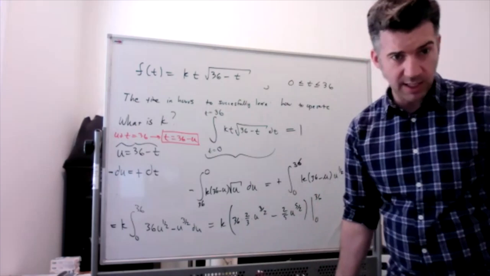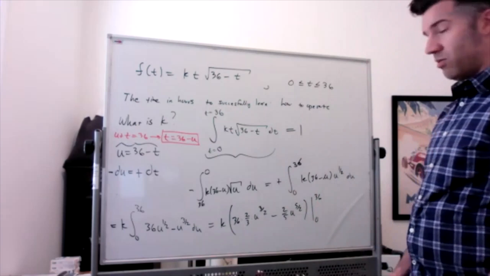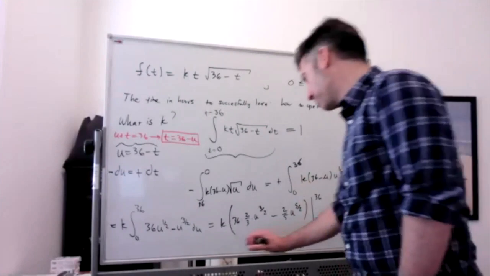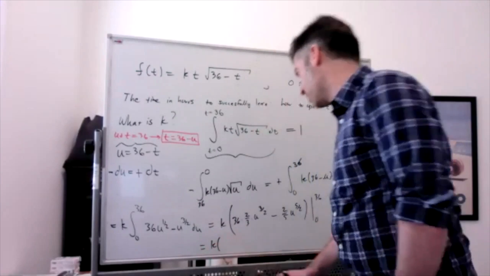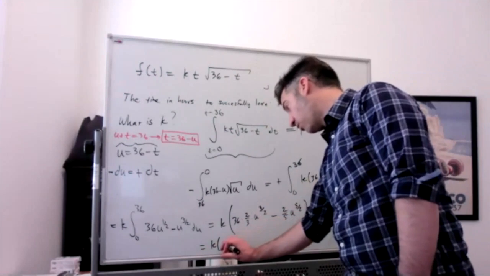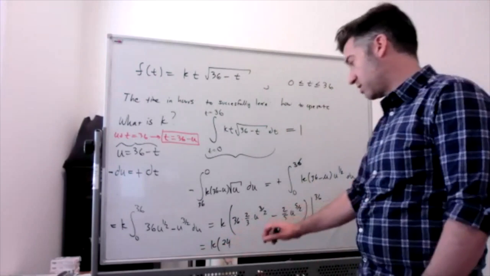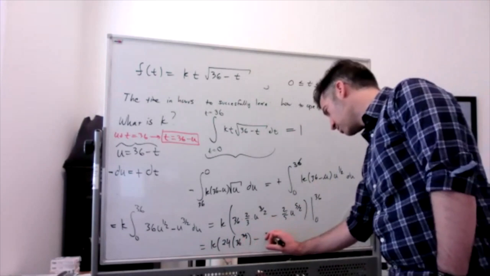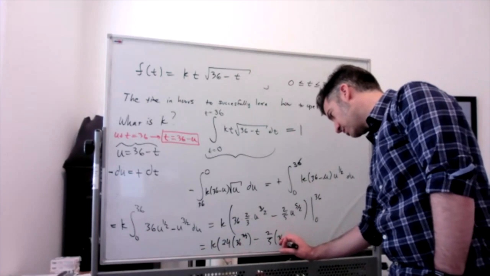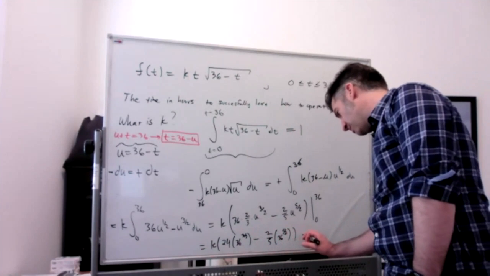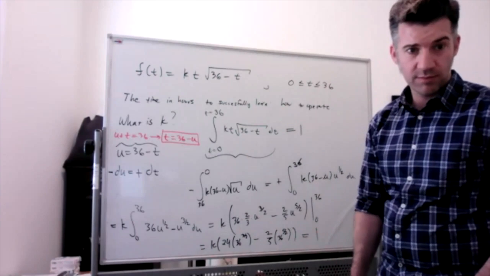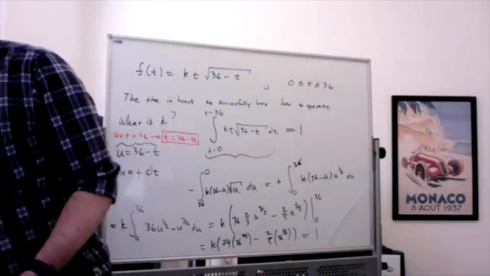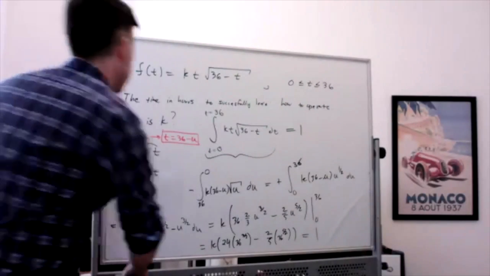We don't need to plug back in t, although we could. You really don't, right? Because these are our u limits. So we're just going to plug in those values for u. So we're going to get k times 36 times 2/3 is 24, 36 to the 3/2, minus 2/5 times 36 to the 5/2. And that's supposed to equal 1. Okay, I definitely need a calculator here because 36 to the 5/2 is a little bit big. Let's see what we've got.